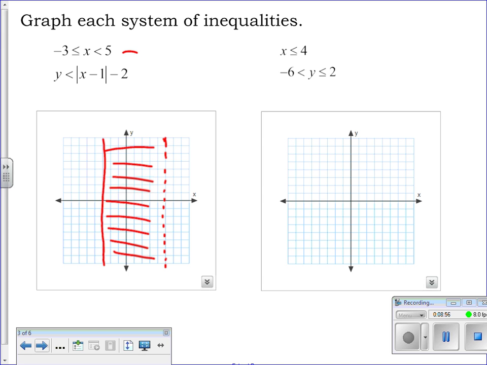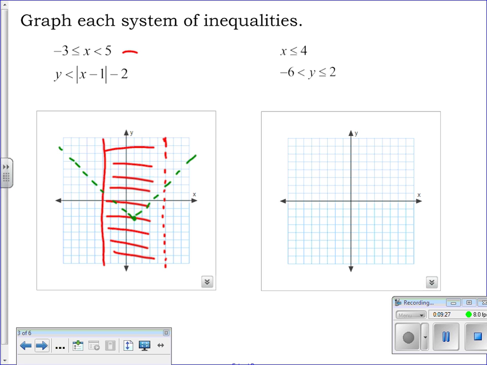Absolute value inequalities. We've done them. Same idea, but remember we have a shortcut for graphing these. What does the -1 mean that I do? Move it to the right one. What does the -2 mean that I do? Go down 2. So my vertex moves from the origin over 1 and down 2. And this one is a dashed line.